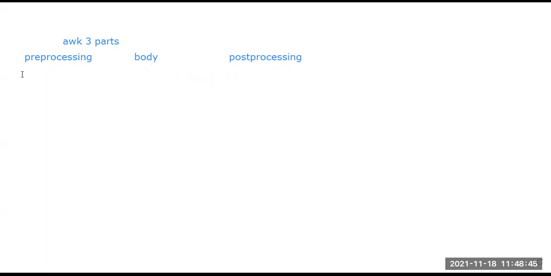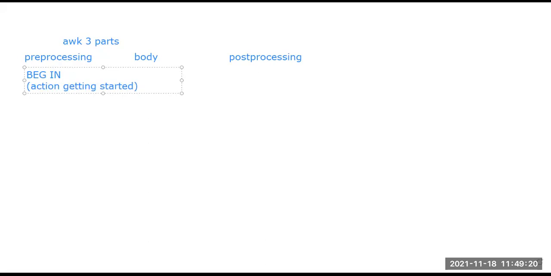Pre-processing starts with BEGIN, which means the beginning of the process, the beginning of the action. So in this BEGIN, the action gets started. In the beginning or pre-processing part, it is the BEGIN action, the action getting started.